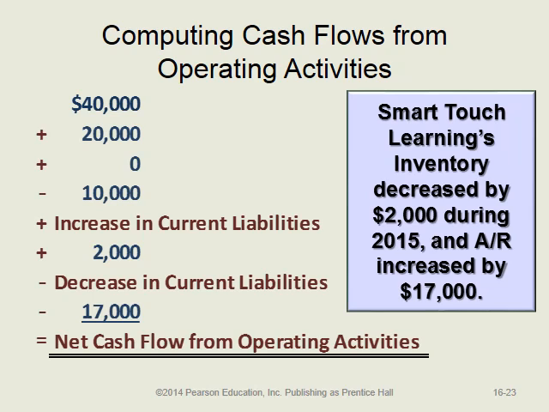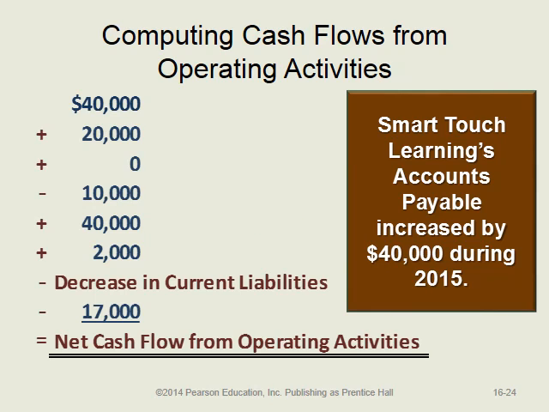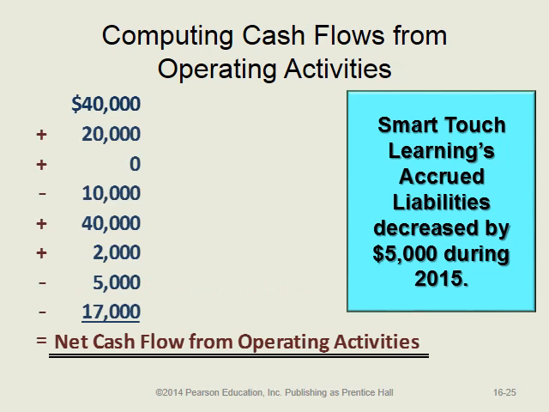Smart Touch Learning's inventory decreased during the year by $2,000. The change will need to be added to net income. In addition, since accounts receivable increased by $17,000 during the year, that change will have to be subtracted from net income since it does represent an increase in non-cash sales. Smart Touch Learning's accounts payable increased during the year by $40,000. The change will need to be added to net income. Accrued liabilities decreased by $5,000 during the year. This change will have to be subtracted from net income.